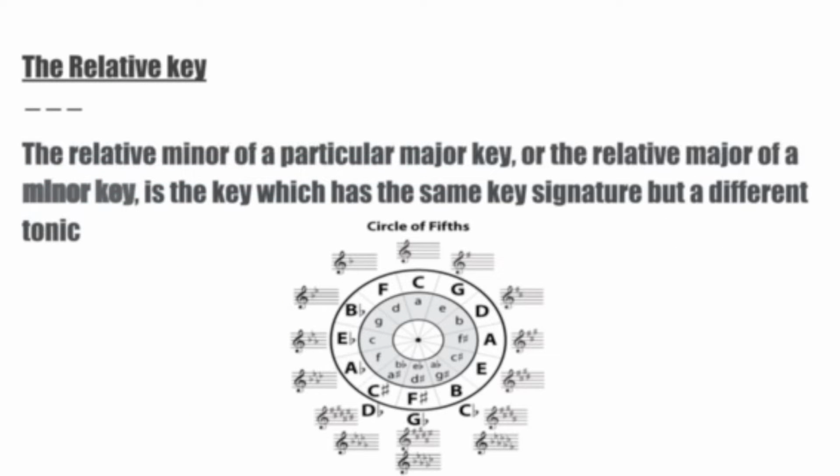The relative minor of a particular major key, or the relative major of a minor key, is the key which has the same key signature but a different tonic.